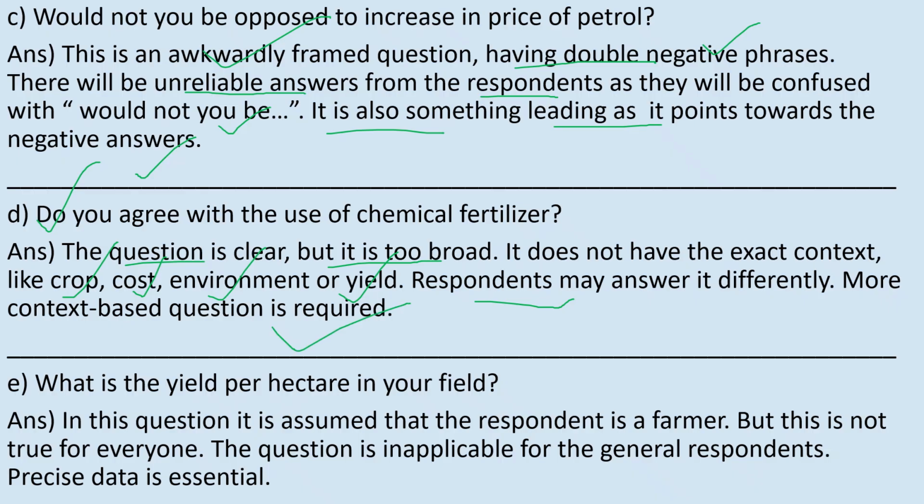Now the E question is, what is the yield per hectare in your field? In this question, it is assumed that the respondent is a farmer. But what happens if he is a general person? Then the respondents can be confused about how to answer it. So precise data is essential to answer this question.